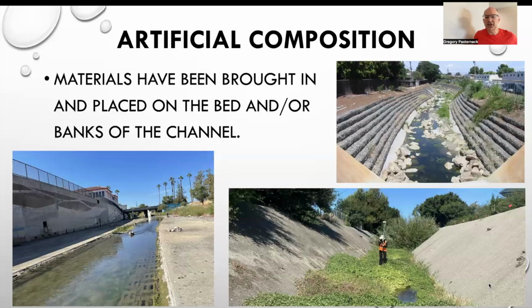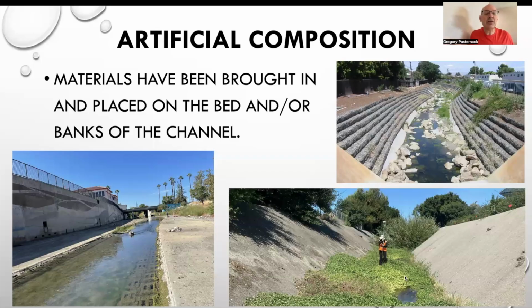Here are some photos that illustrate some artificial composition. So on the left, concrete. If you have concrete, obviously that's an artificial material. In the lower right is a similar kind of material, typically called shotcrete, where it can get sprayed out onto the banks. And notice in this case, there is a veneer of emergent or submerged aquatic vegetation and algae on the riverbed. And so there may even be like a thin veneer of fine sediment or organic material that's deposited.